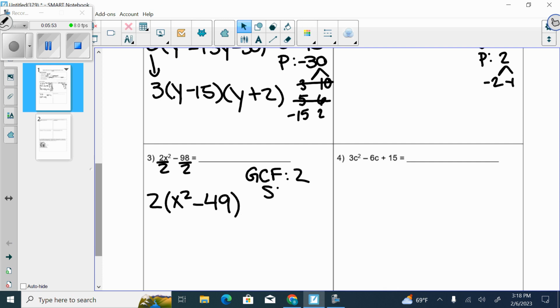All right. So I'm looking for my sum. What's my sum? No, it's not there, right? So it's 0. It's going to have to add to give us 0 because it's not there. What's my product? Negative 49. All right, so what will add to give us 0 and multiply to give us negative 49?